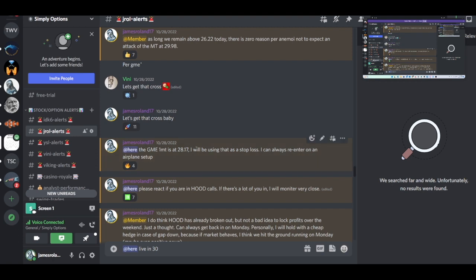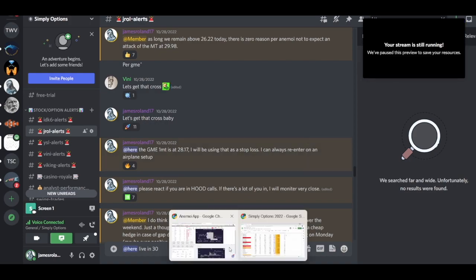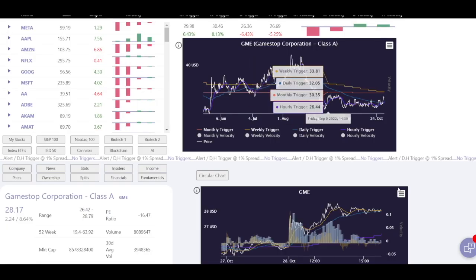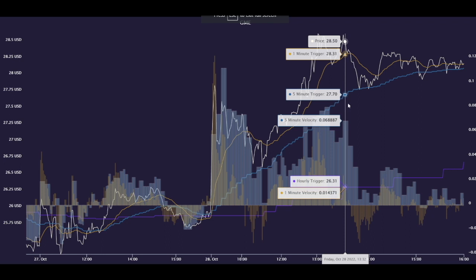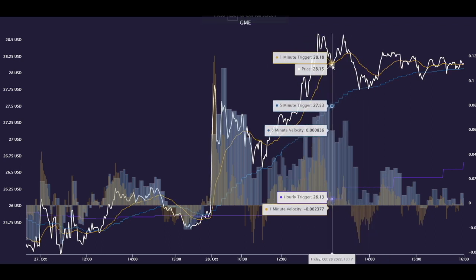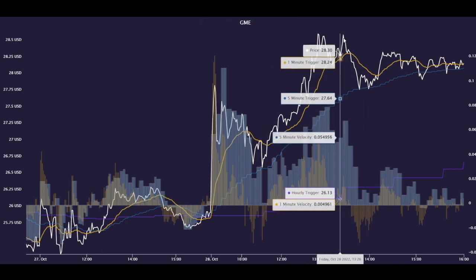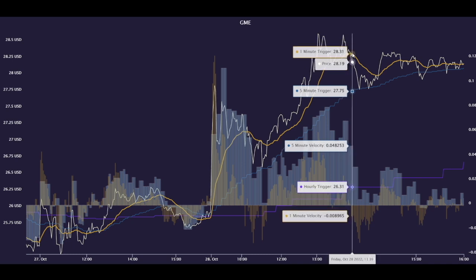Yeah, the GME 1-minute trigger is 28.17. I'll be using that as a stop loss. I can always re-enter on an airplane setup. So 28.13, and then so that's where the 1-minute trigger right here was 28.18, but price bounced to the upside, and then when it came down here, that's when I was out of my position, right?